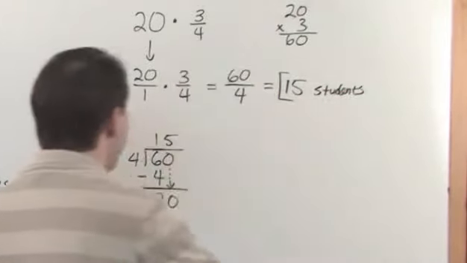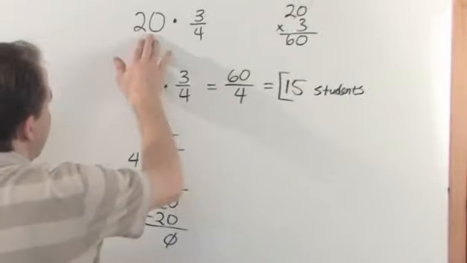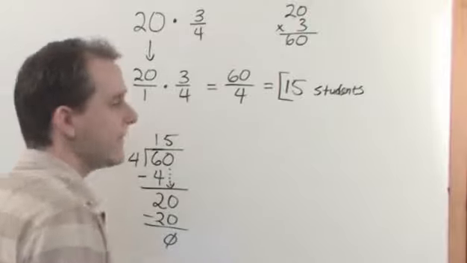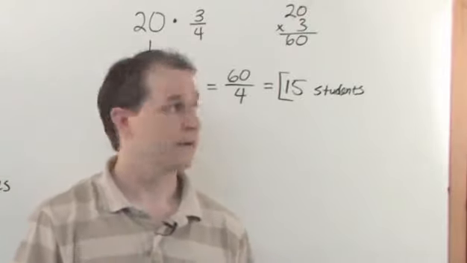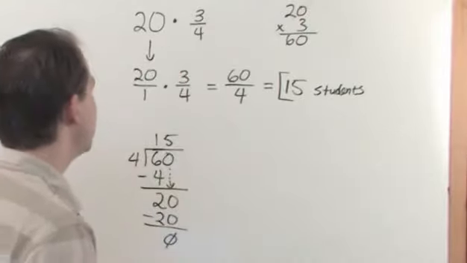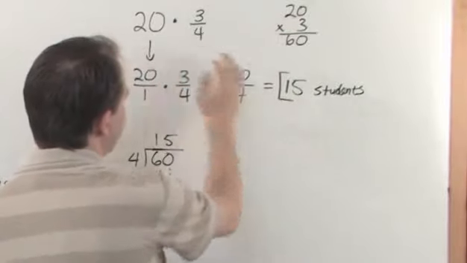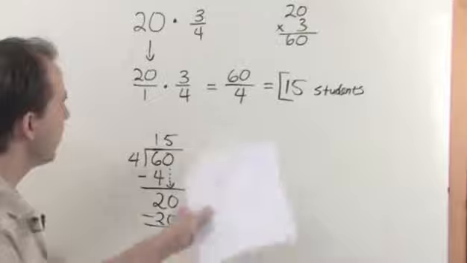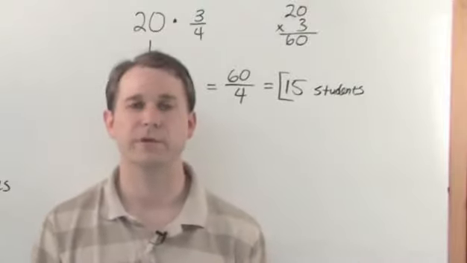So if you have a class of 20 and 3/4 of them get an A, that means 15 students get an A. And that makes sense because it's a majority of the class. It's almost 20, and we said three-quarters of a class. That's a majority. So this makes sense from a ballpark point of view.